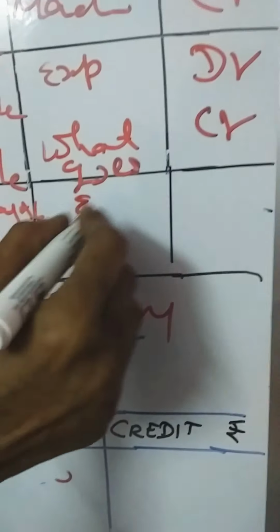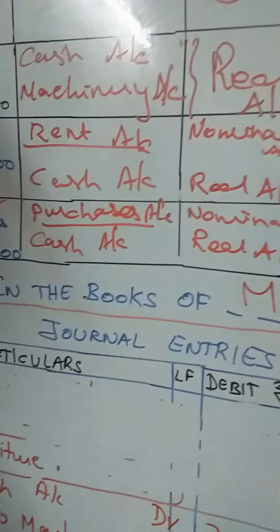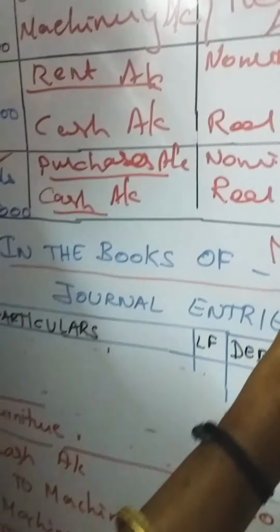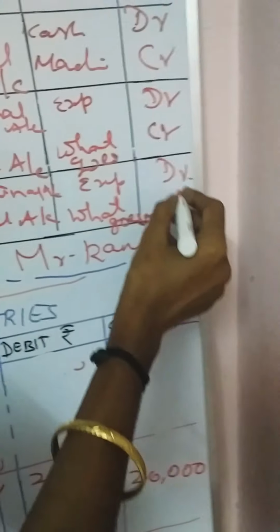Nominal account, all expenses debited. What should be debited? Purchases should be debited. Then what should be credited? What goes out when you make purchases? Cash goes out. So cash should be credited.